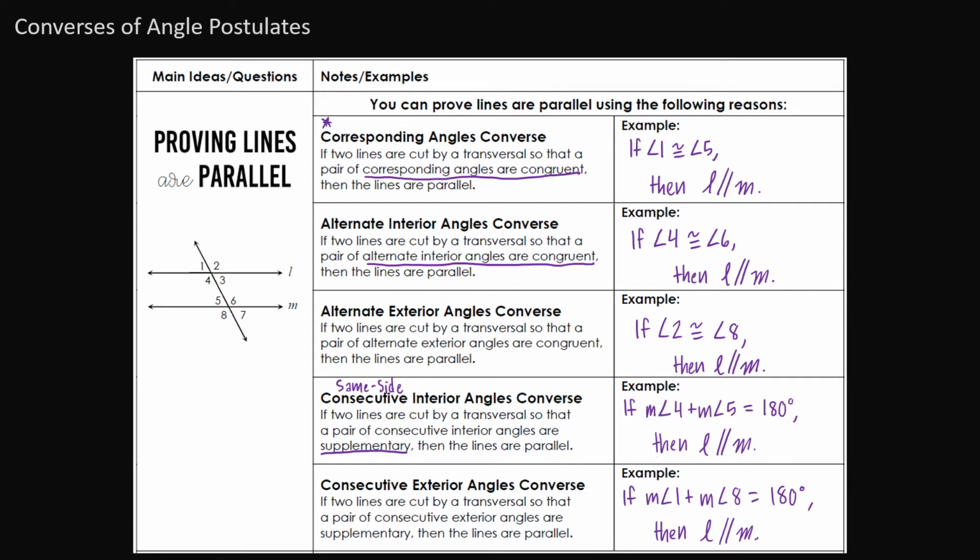So these are the 5 angle relationship converses that we are going to be using to prove lines are parallel today. We cannot prove that lines are parallel using vertical angles or linear pairs, so that's going to come in handy for us in the next couple slides.